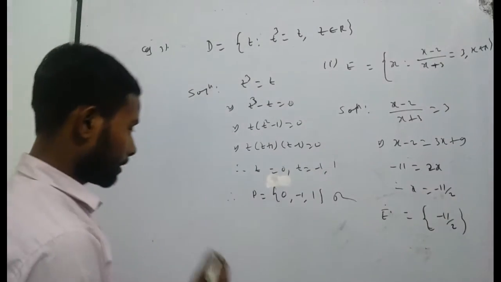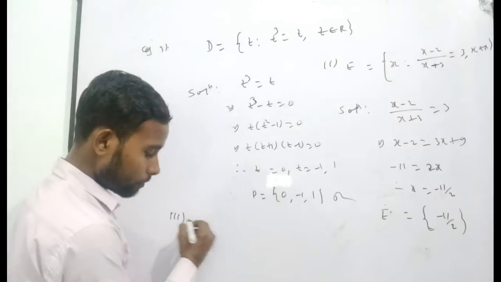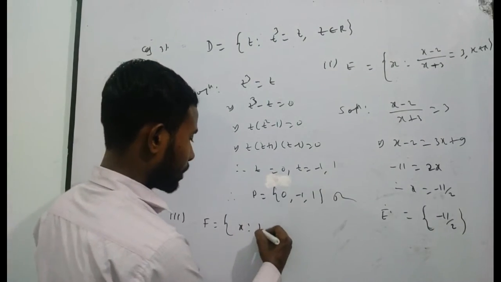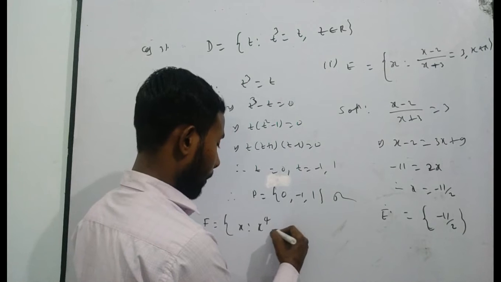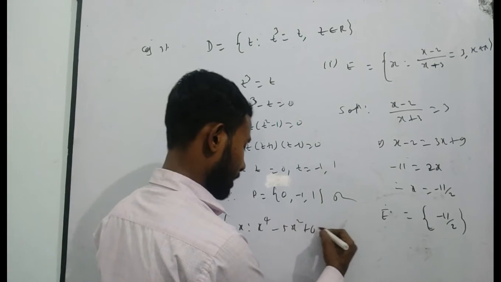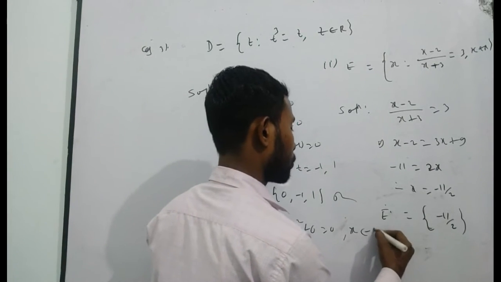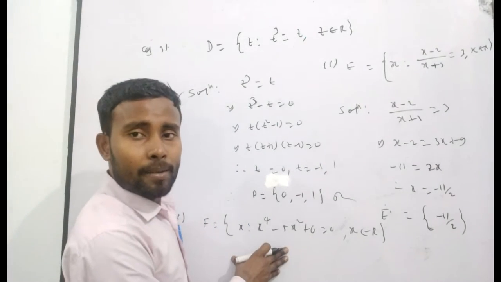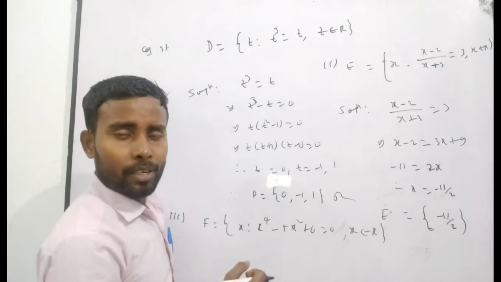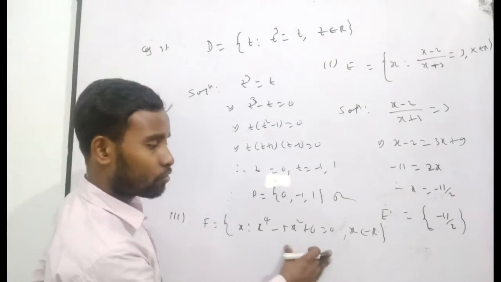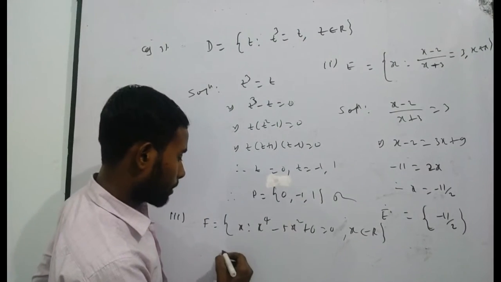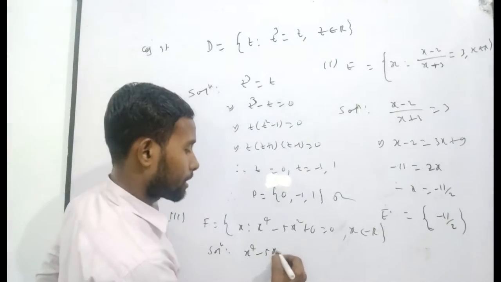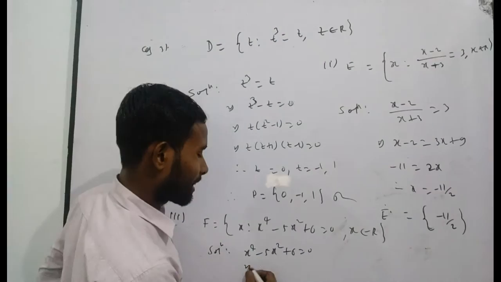Next example will be the third. Which set is denoted by F, and it says x is such that x to the power 4 minus 5x square plus 6 is equal to 0, where x belongs to real numbers. You have to convert this set builder form into tabular form. How can you solve? Simply, firstly solve this equation. Solution. According to the problem, this is given as this.